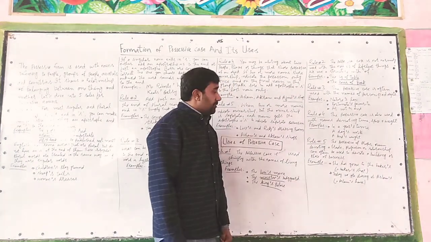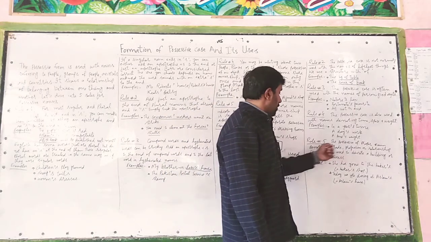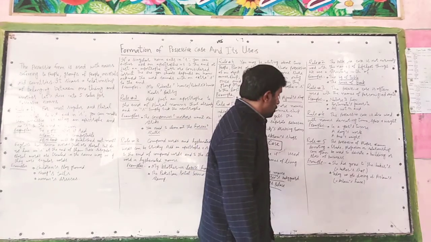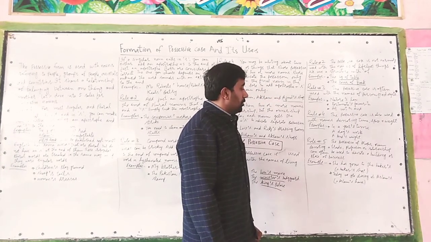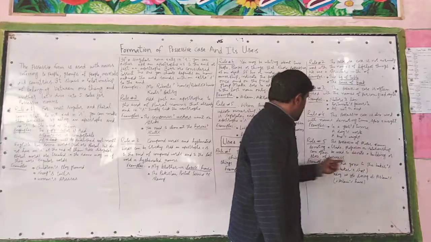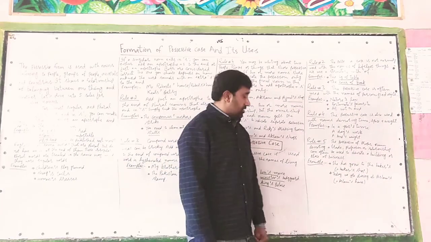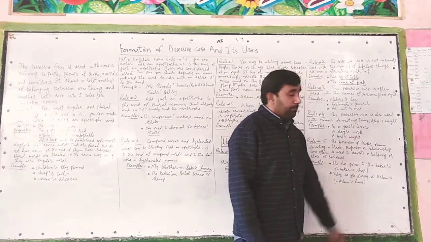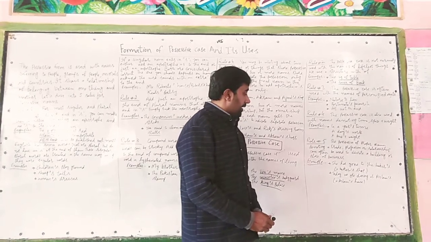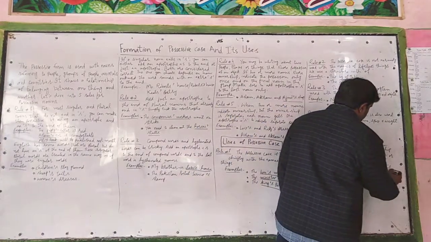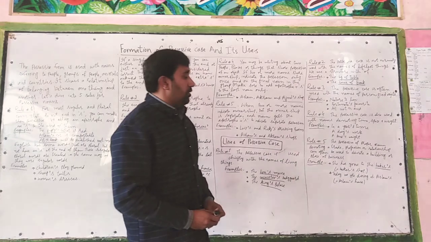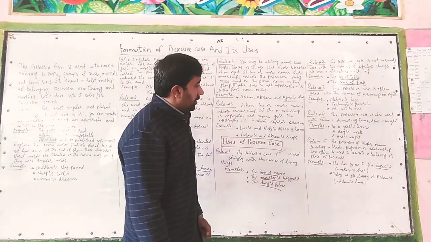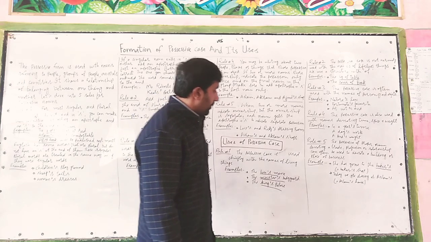Rule number 5: the possessive case of a proper noun denoting a trade, profession or relationship can often be used to denote a building or place of business. For example, she has gone to the baker's, meaning the baker's shop. We add apostrophe and S to baker because it is denoting a profession or trade place.